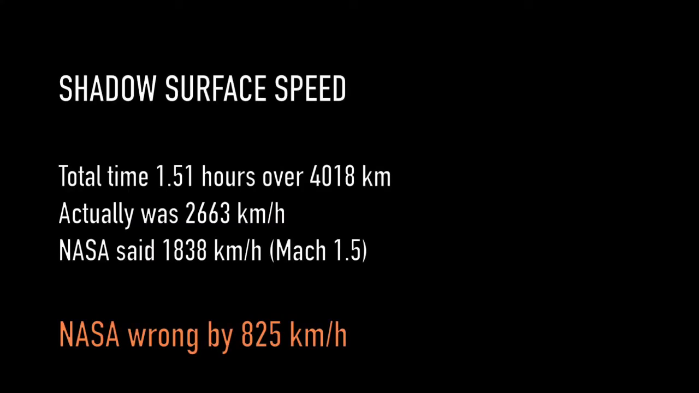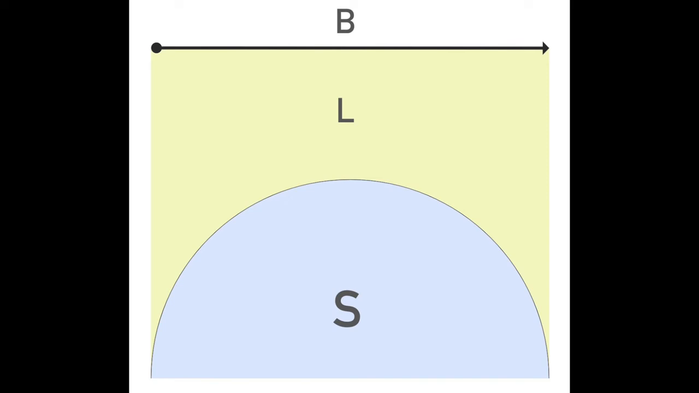So the total time was 1.51 hours over 4,018 kilometers, giving us an average speed of the eclipse shadow of 2,663 kilometers per hour. NASA said it should be 1,838 kilometers per hour, which is wrong by 825 kilometers per hour. In this drawing, B is the moon, L is the shadow that it's casting at a given time, and S is the sphere of the imaginary ball Earth.